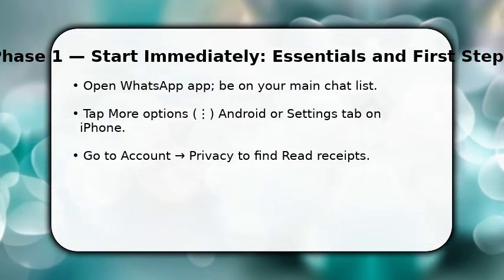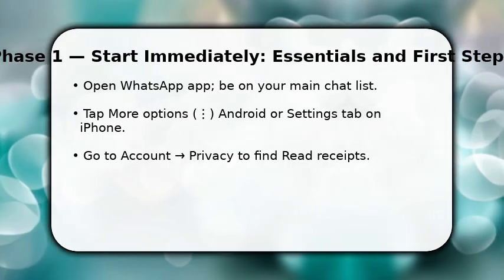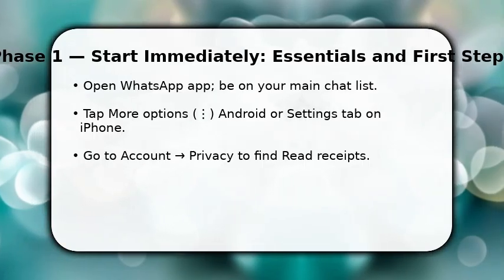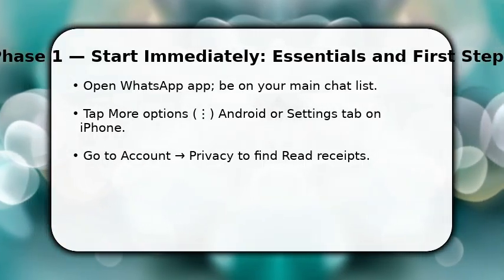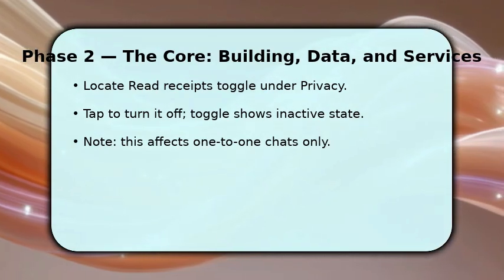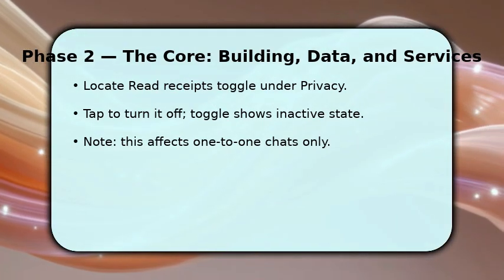Make sure you're signed into the account you want to change because this toggle is account-specific. Don't worry about other privacy items yet. Focus on locating the Read Receipts switch so you can change how Read notifications work. Now, find the Read Receipts option under Privacy and tap the toggle to turn it off.